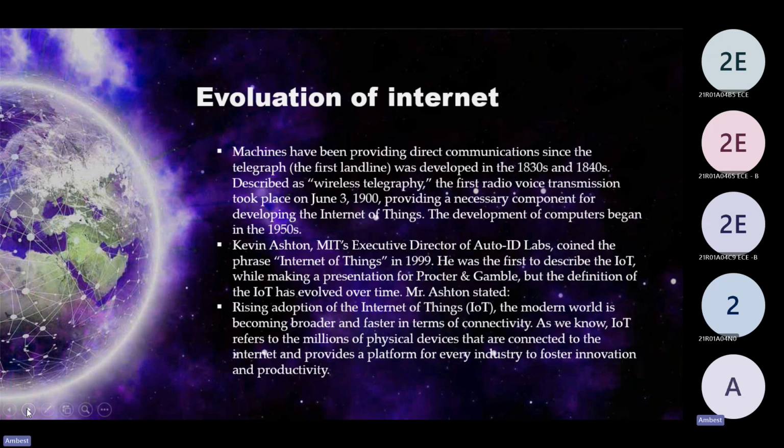The first thing that brought up communication was the telegraph, which was the first landline, developed in the 1830s and 1840s. Then came wireless telegraphy, and the first radio voice transmission, providing a necessary component for developing the Internet of Things. The thing called the internet began in the 1950s.